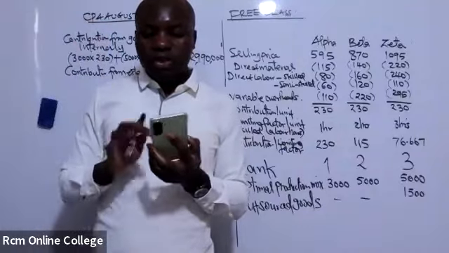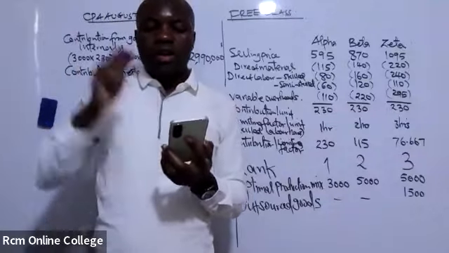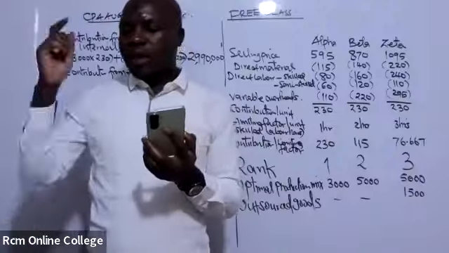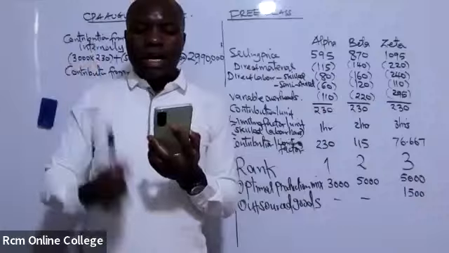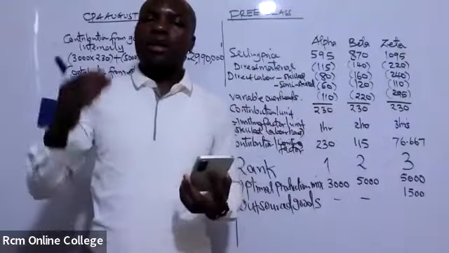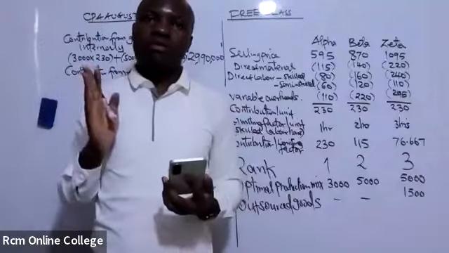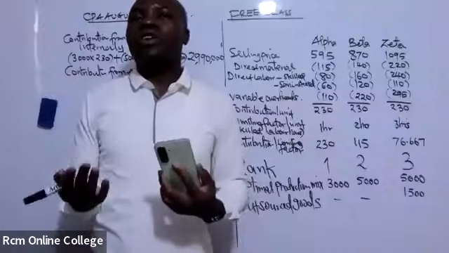Did the company outsource Alpha? No. So that 425 is out here. Did the company outsource Beta? No. That 650 is out here. Did the company outsource Zeta? Yes. Zeta was outsourced. So my first question is, what is the contribution per unit of the product outsourced?